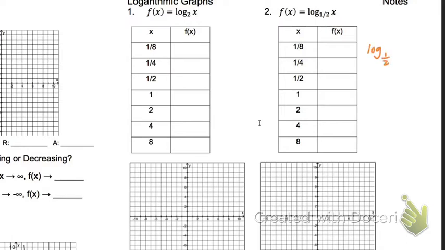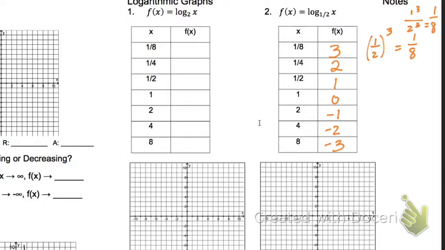So 1/2, I guess I'm going to write it like this. 1/2 to what power gets me 1/8? Would it just be what? 3. Good. Because when you distribute a 3, you distribute it to the numerator and the denominator. So it would be like saying 1 cubed over 2 cubed, which becomes 1/8. Okay, so you should have your chart filled out.